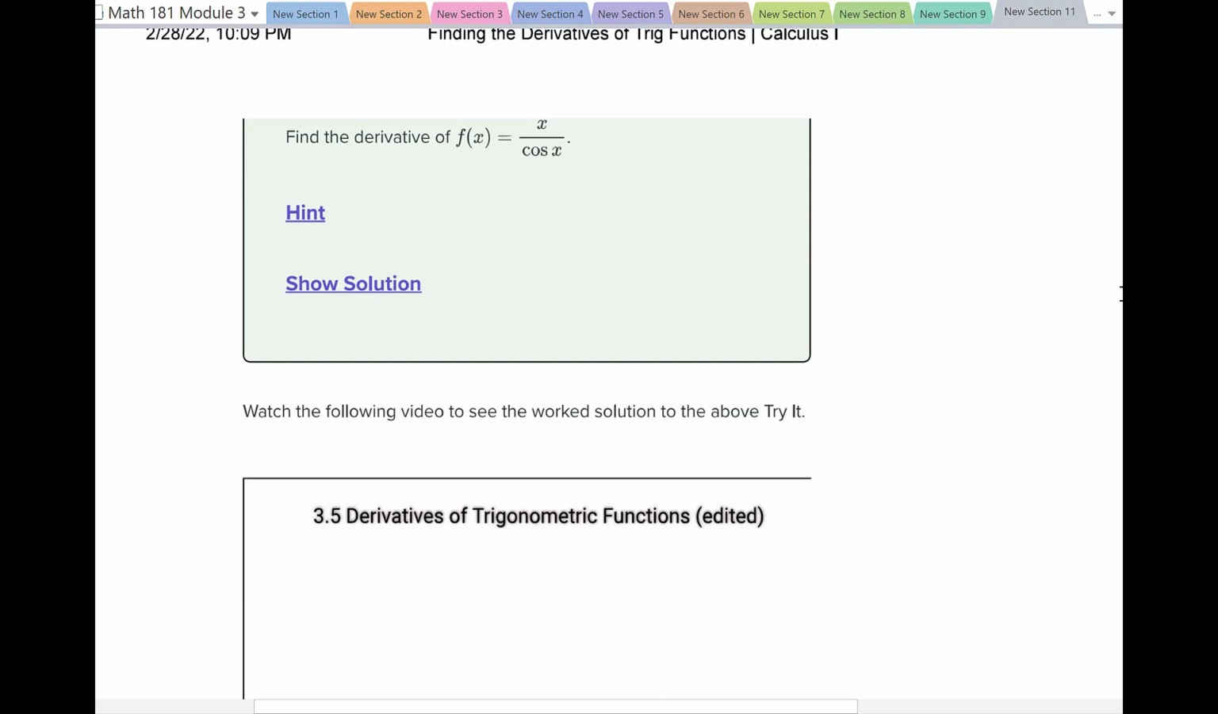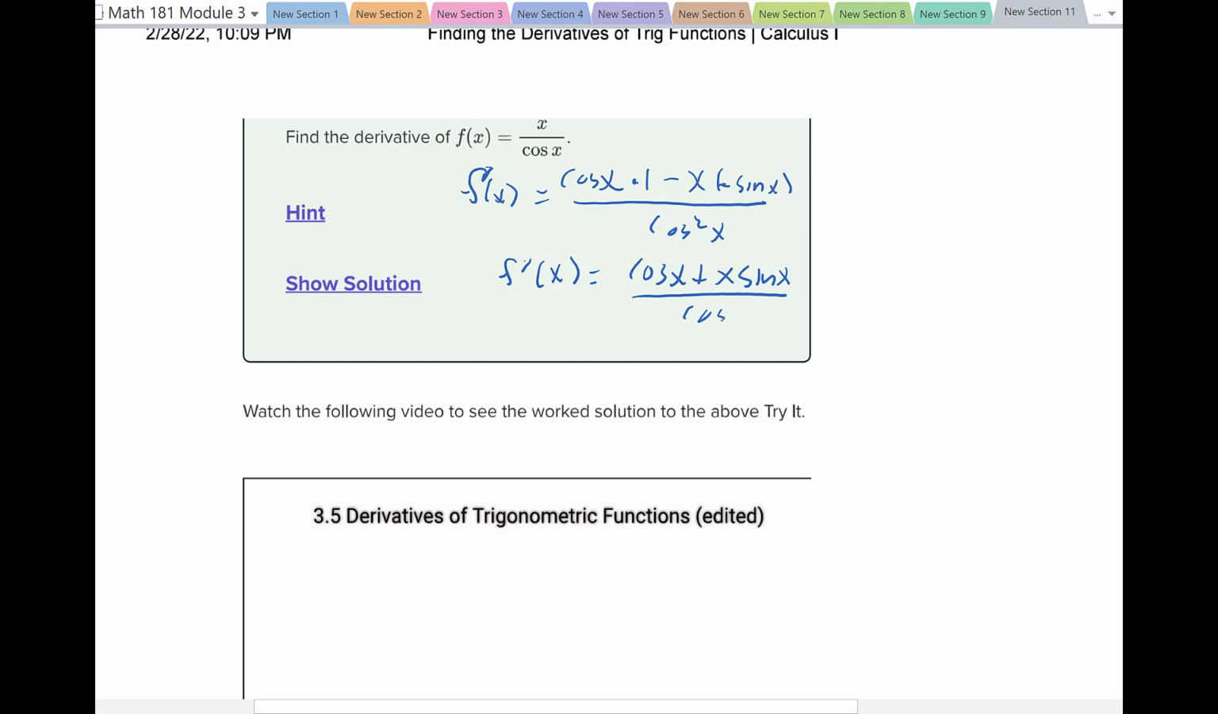Okay, here's another one. Find the derivative of f of x equals x over cosine of x. So again, we have a quotient rule problem. And so our derivative is low, which is the cosine of x, d high, which is 1, the derivative of the x is 1, minus high, which is the x, d low, derivative of cosine is negative sine, all over cosine squared x, the square of what's below. So f prime of x is going to be cosine of x plus x sine x divided by cosine squared x.